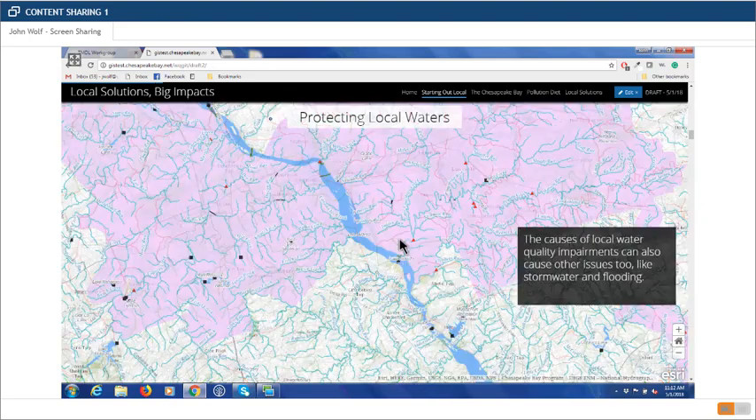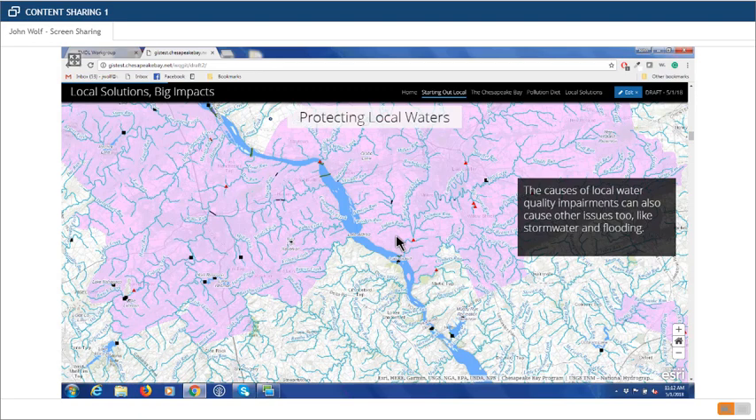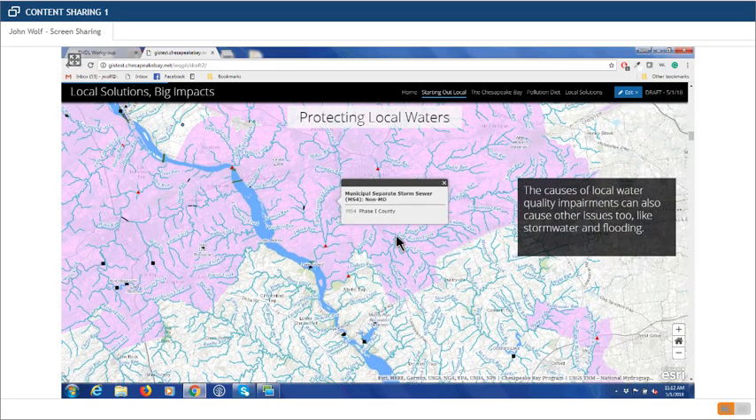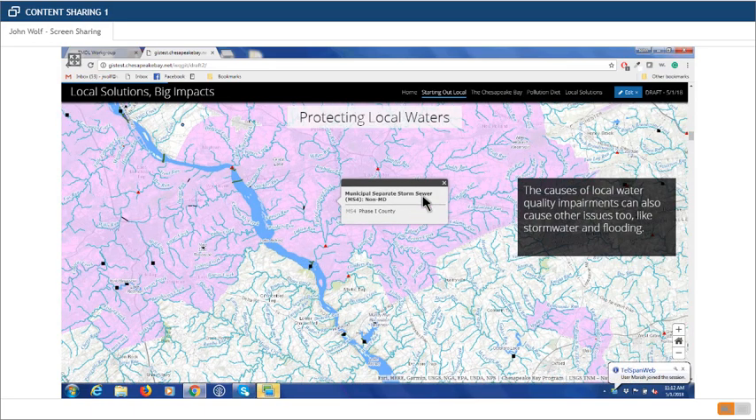So that's key, but if I'm a local planner, I'm not just concerned about water quality in the Bay or in my local waterways. I'm concerned about other things. It might be flooding or stormwater. So the idea here is maybe there are other geospatial data sets that you might want to bring to bear to get a more comprehensive view of conditions in your local jurisdiction. And this is actually just showing, I believe, MS4 permit areas, which focuses on stormwater.